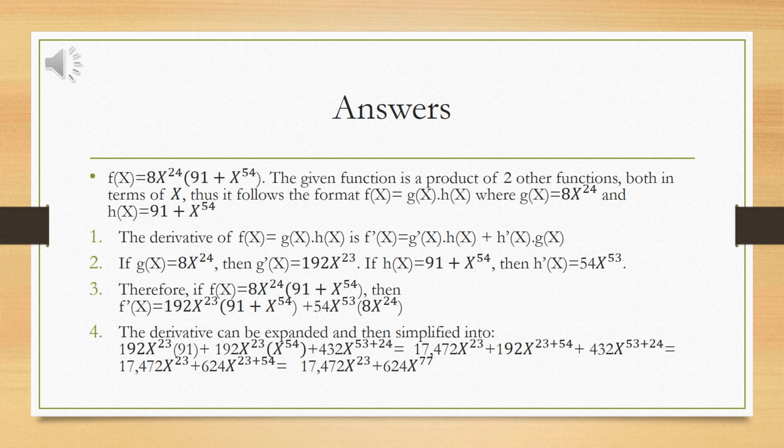If g of x equals 8x to the 24, then g prime of x equals 192x to the 23. If h of x equals 91 plus x to the 54, then h prime of x equals 54x to the 53. Therefore, f prime of x equals 192x to the 23 times 91 plus x to the 54 plus 54x to the 53 times 8x to the 24.